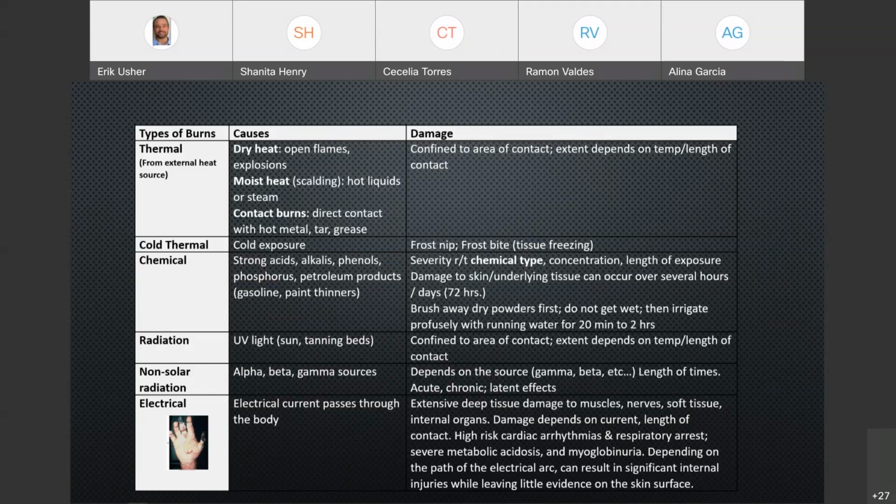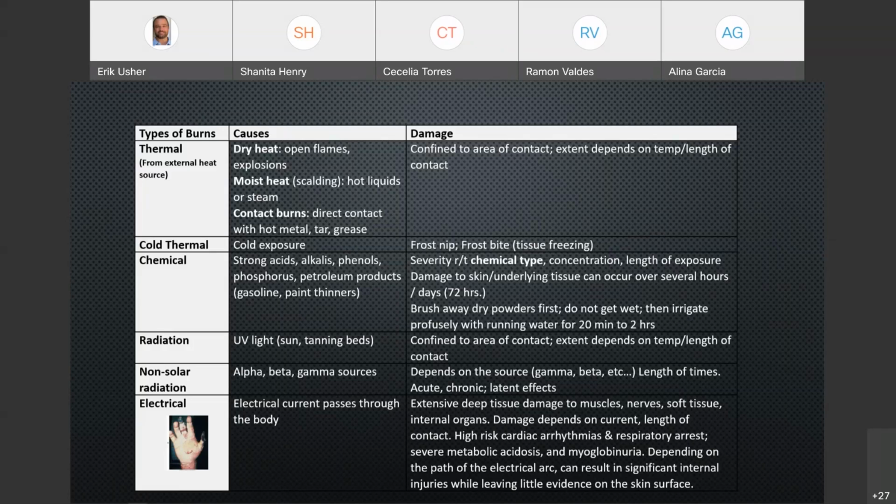Radiation, the simpler form, is just UV light, sunburns, and that's usually confined to the area of contact and depends on the temperature and the length of contact. We live in beautiful sunny Florida, and we see a lot of, say, Eastern Europeans with very pale skin come, and they spend a day or two in the sun in clear water, and they look red as a beet. So, that's a UV light radiation sunburn.